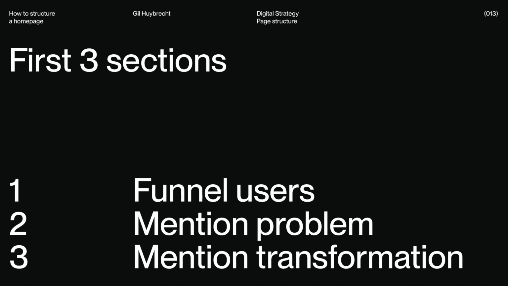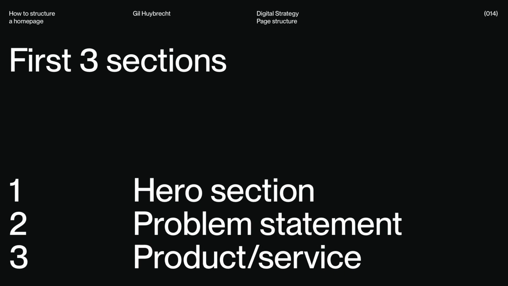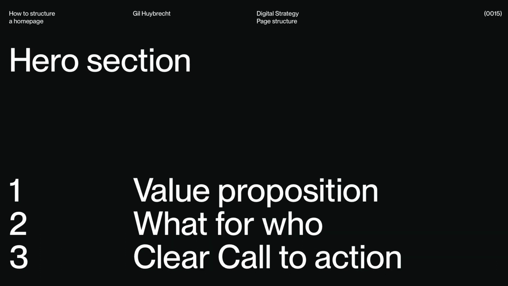So let's get into what these 3 sections should be. First we have the hero section, then we have a problem statement section, and the third one is where we show the product or the services. These 3 sections would link off to the main conversion page with a clear call to action. So let's talk about the first one, the hero section. Here we need 3 things to create an effective one: the main value proposition or emotional benefit, what the company does and who they do it for, and of course a clear call to action towards the conversion page.